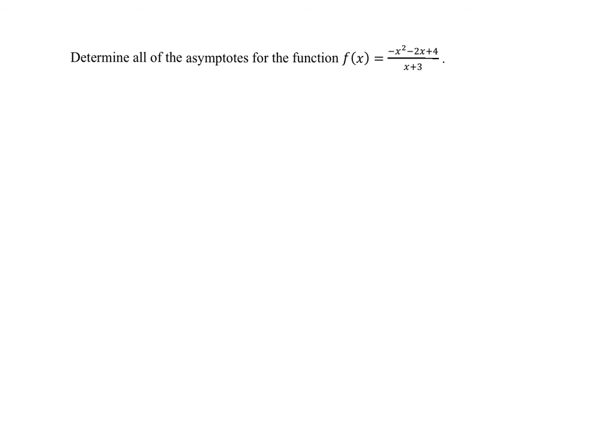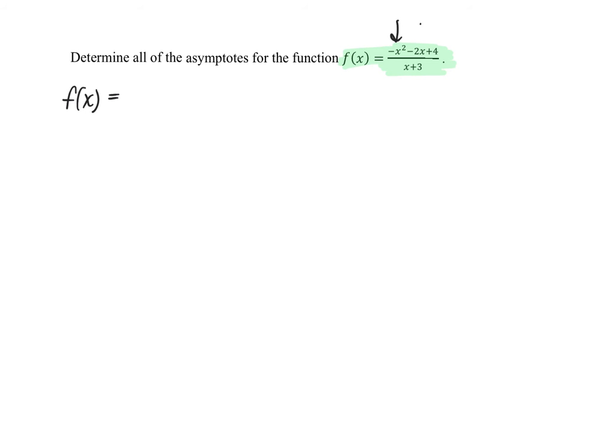In this video, we are going to determine all of the asymptotes for the function f of x equals negative x squared minus 2x plus 4 divided by x plus 3. Now remember, this particular function is a rational function because it is a polynomial over a polynomial. And we first want to see if this function simplifies at all. The only way to do that is to see if the numerator factors.